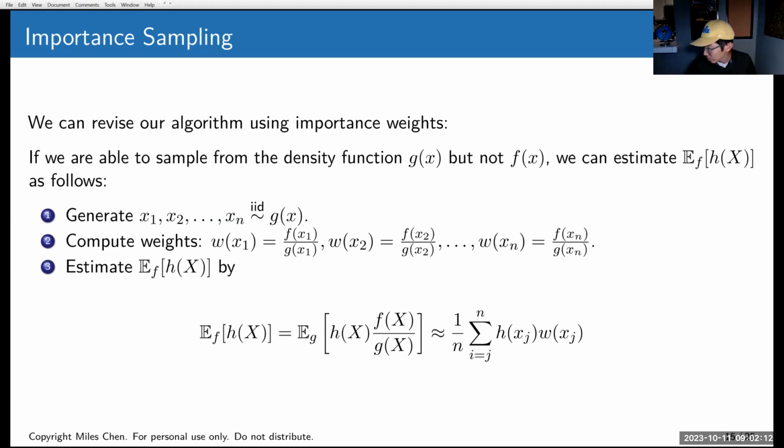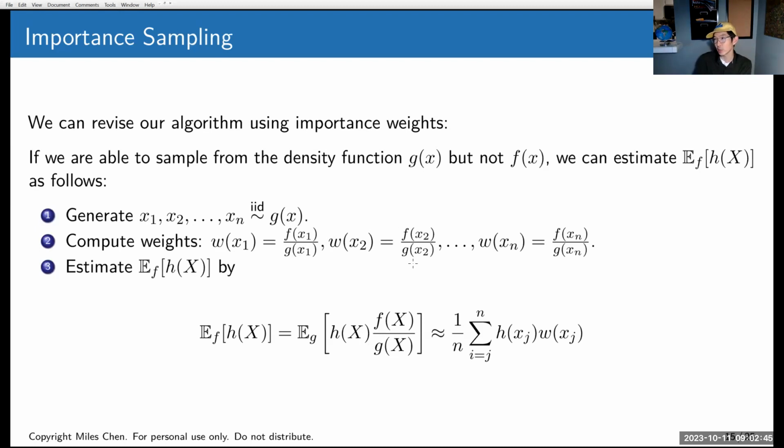So this is what we have here. We can revise our algorithm. We're going to generate a whole bunch of values from the distribution that you're able to generate from, g of x. And then rather than computing h of x times f of x divided by g of x, we're just going to calculate f of x divided by g of x for every single value. So we calculate the weight for every single value that we draw, f of x divided by g of x.